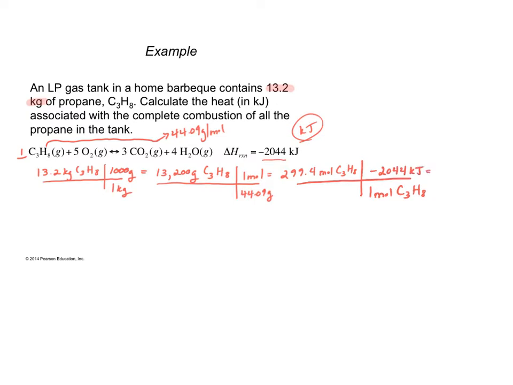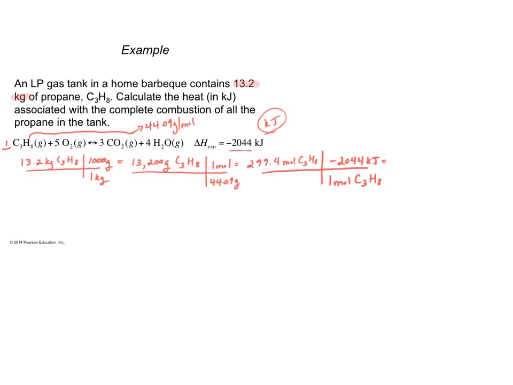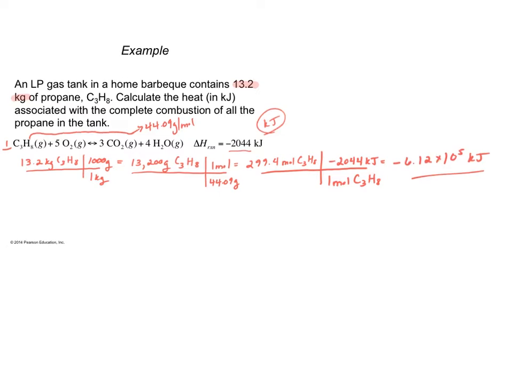So I multiply that, and I end up getting a very large number, lots of energy released. This ends up being minus 6.12 times 10 to the 5th kilojoules worth of energy. So much excitement.